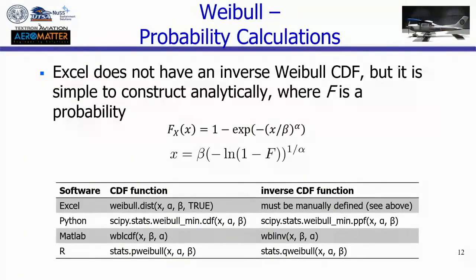Also, you have the distributions in Python and MATLAB and R. For Python, you have to specify Weibull min, because there's both a Weibull maximum and Weibull minimum. And for MATLAB, you have to reverse the order of the parameters.